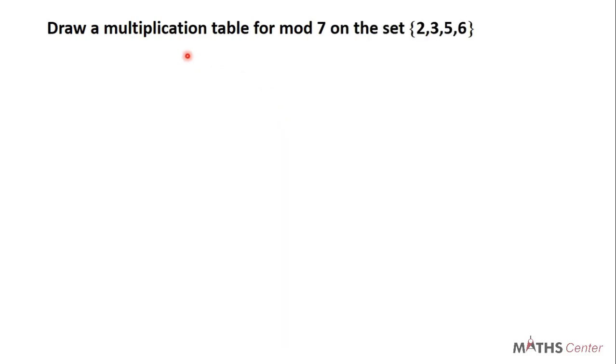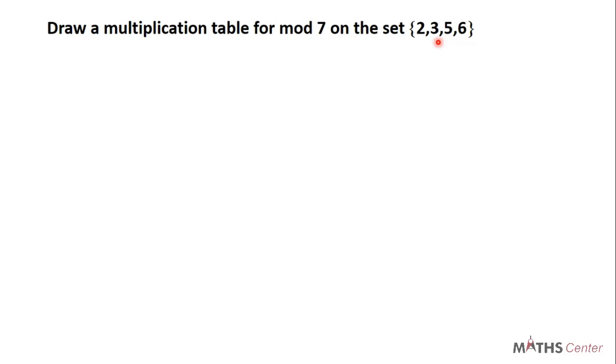This time, the question is asking us to draw a table for mod 7 on the set 2, 3, 5, 6. So the set of numbers that we are supposed to use in the table have been given to us. This means that when you are asked to draw a table for an operation in a given modulus and you are given a set of values in the question, you have to use that set of values to draw the table. So for this question, we are going to use the values in this set to draw the table.